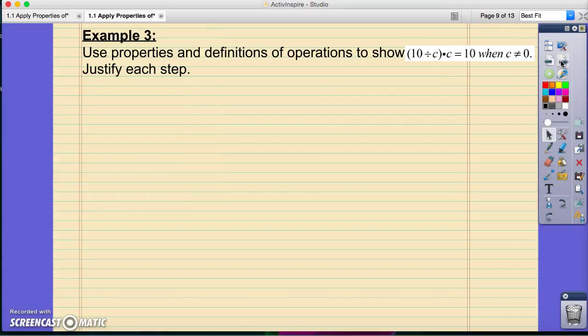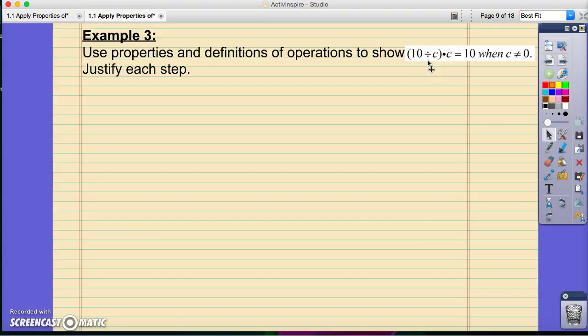Now, where we left off is example 3. It says use properties and definitions of operations to show this equation here is true. Quantity 10 divided by C times C equals 10 when C does not equal 0. Once again, you can't have 0 here because you see how it's divided by C? You can't divide by 0. So there's a little restriction on it in math to make sure it's completely true.